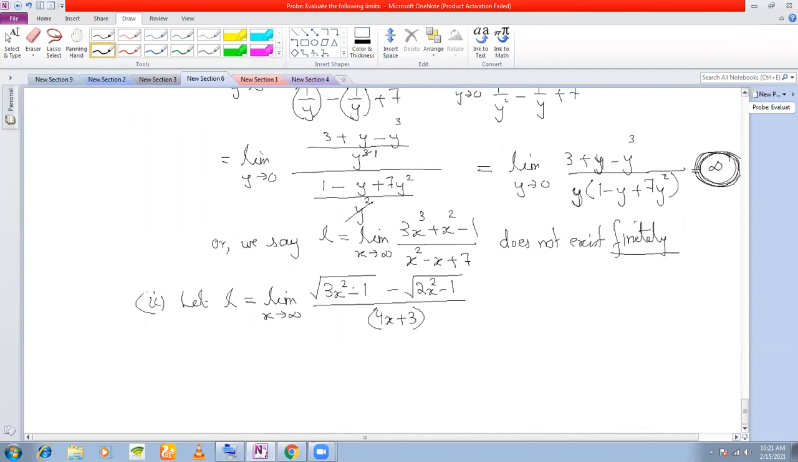Limit can exist infinitely, but if two limits exist infinitely, then how do you judge whether they are equal? One limit can exist infinitely, but what about the right hand and left hand limit? If I say left hand limit is equal to infinity, and if I say right hand limit is equal to infinity, then how will you say that they are equal? Can you compare two infinities? You cannot compare two infinities.